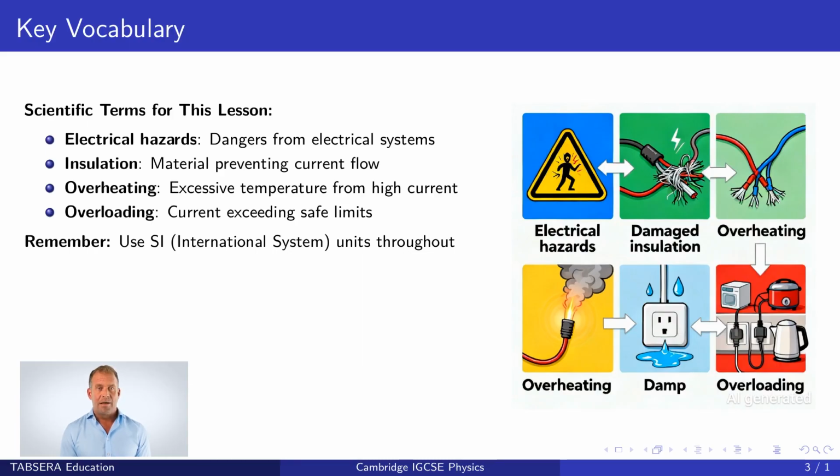Now let's define our key vocabulary. Each term is essential for understanding this lesson. First, electrical hazards, which means dangers arising from electrical systems and equipment. These include shock, fire, and burns. Second, insulation, which means material that prevents electric current from flowing where it shouldn't. Common insulators include plastic and rubber.